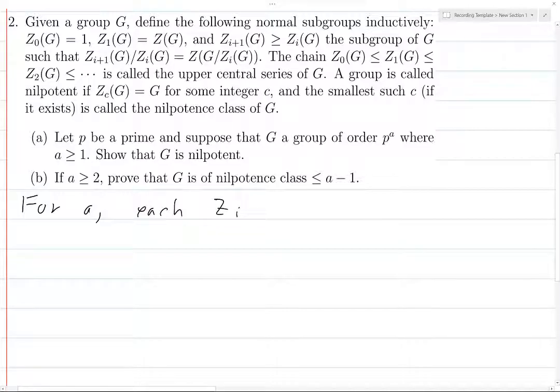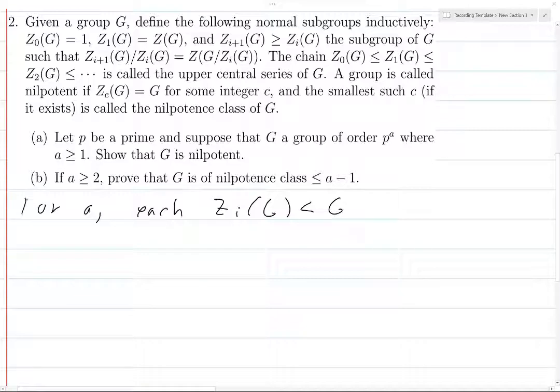each Z_i G is a subgroup of G. I use less than or equal to to denote a subgroup. It could be equal to or just a strict subgroup. I guess I really could write it like they do in the problem, but my teacher did it like this, and so I kind of developed that habit.